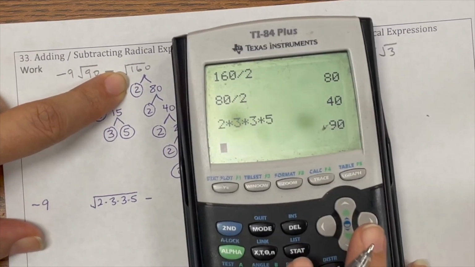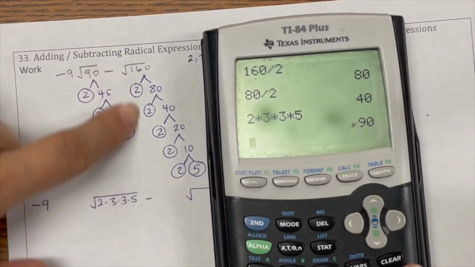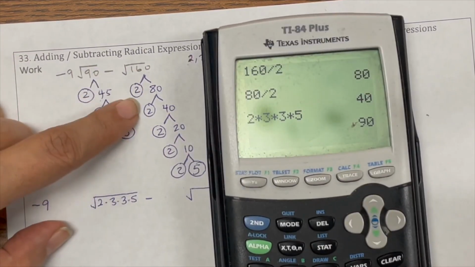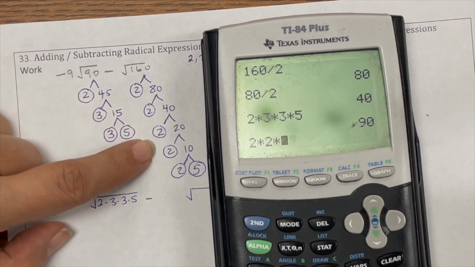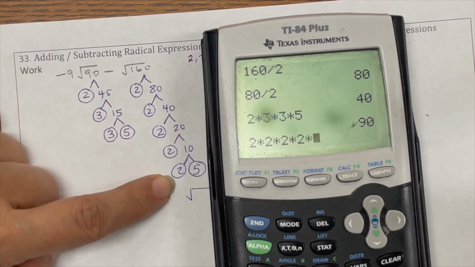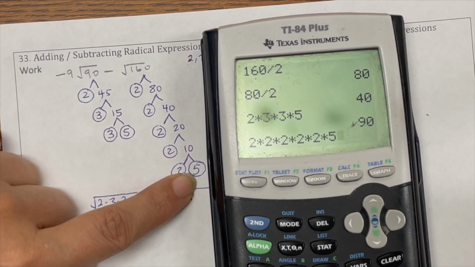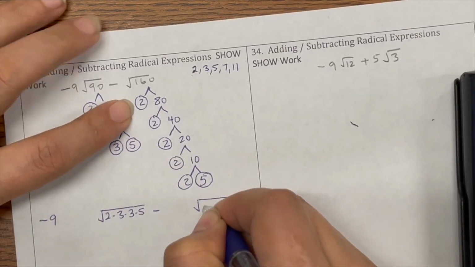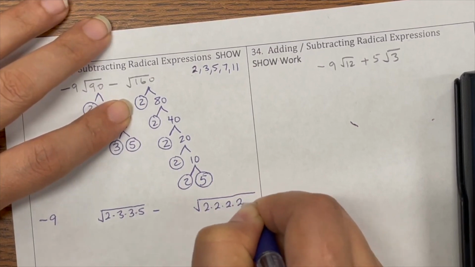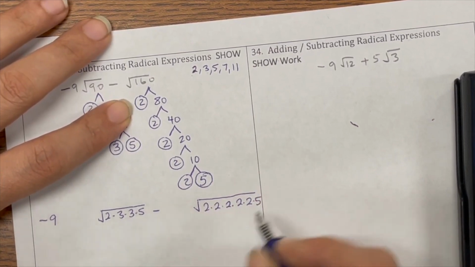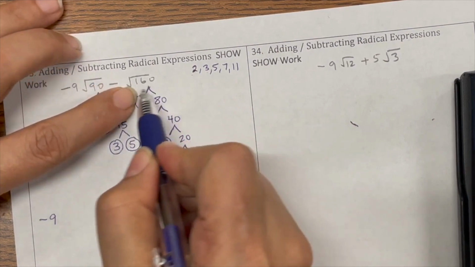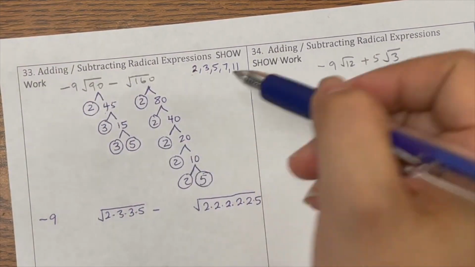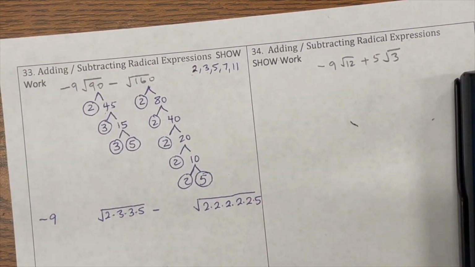And then again, let me check this one. It has to be that when I multiply all of these, I get 160. So 1, 2, 3, 4, 5, and then times that 5, 160. So I know I did that correctly, so now I can write that out. So 1, 2, 3, 4, 5, and 1 5. Okay, so when I multiply all this out, I get the same 160. So I didn't really change anything. All I did was make it into card form.